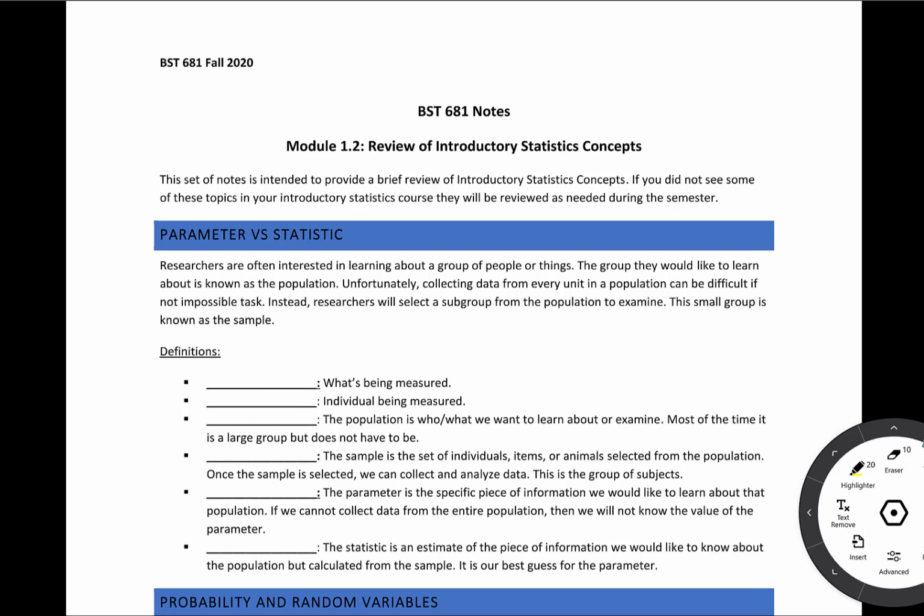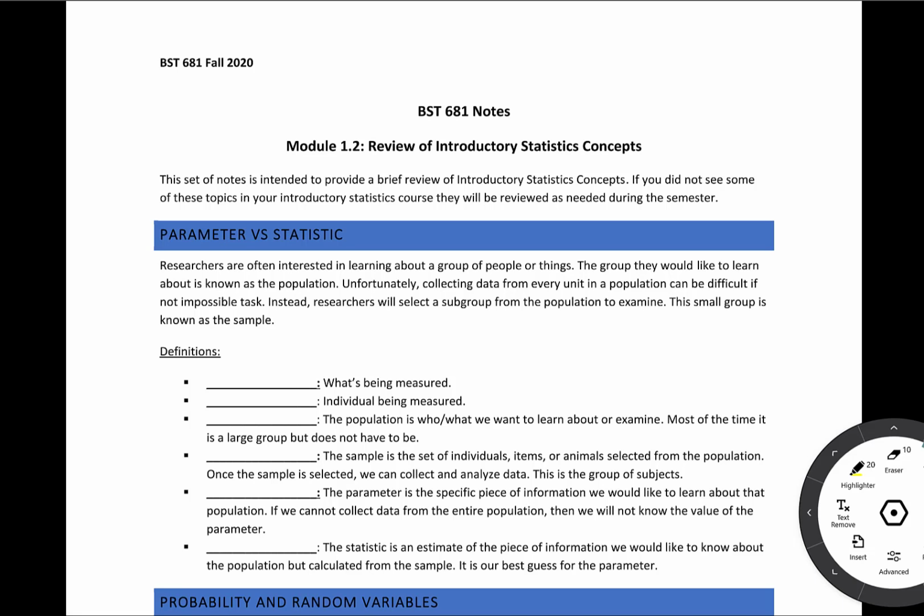In this set of notes, we're going to look at a review of some introductory statistics concepts. If some of the topics you haven't seen before, no need to worry. We're just going to do an overview of them right now, and then as we need them throughout the semester, I will come back and review.